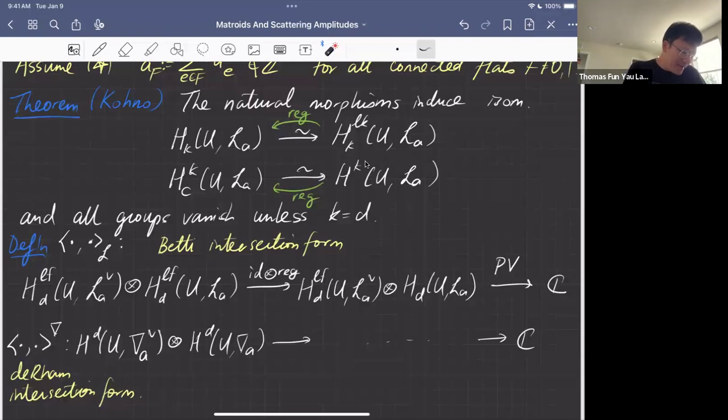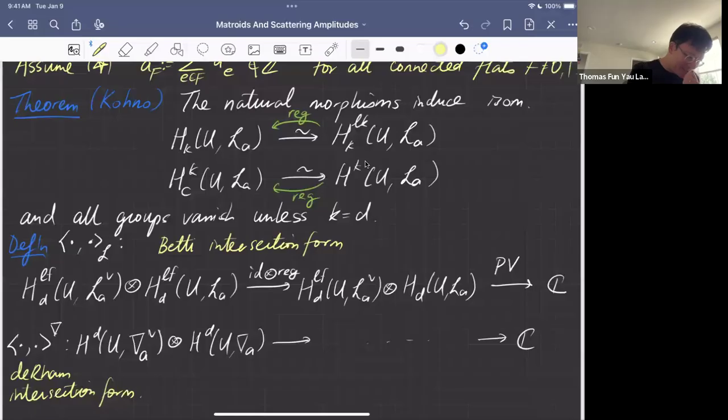Alternatively, you can think in cohomology. I take some differential form here, some differential form here, and I apply this theorem backwards. So I take my differential form and I replace it by a cohomologous compactly supported form. And once I get a compactly supported form, I can now integrate.